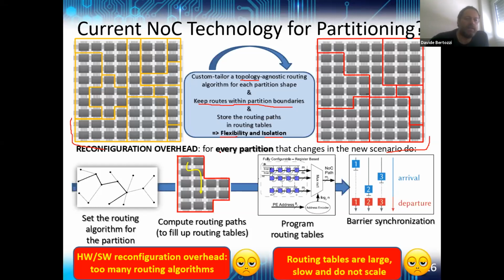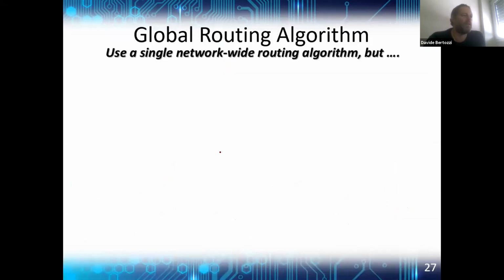Moreover, having to customize your routing strategy to the partition shape at hand is a large overhead. It is as though you had a different routing algorithm for each partition shape. So a different way of saying that is that you have too many routing algorithms. You have a per-partition routing algorithm, and it's too much of an overhead at runtime to configure that. So let's now try to solve both of these problems, starting from the latter. You have too many routing algorithms.